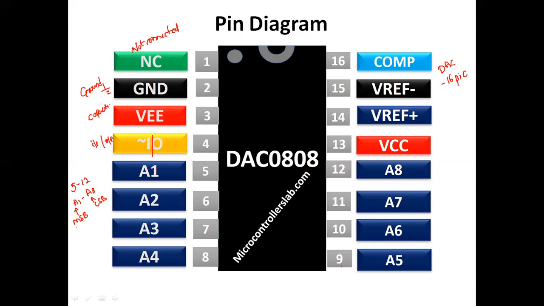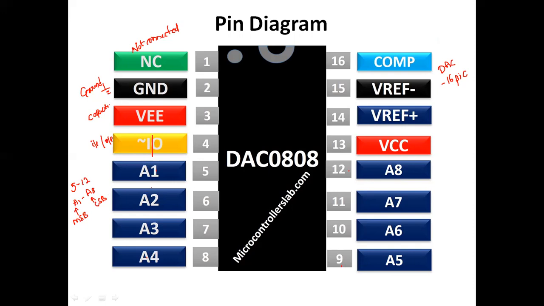So these are the 8 bits of DAC 0808 input. Here we are going to give the input digital data bits, because we need to convert digital data into analog, right? So the digital data bits are given at the pins A1 to A8. That is the purpose of the A1 to A8 pins.